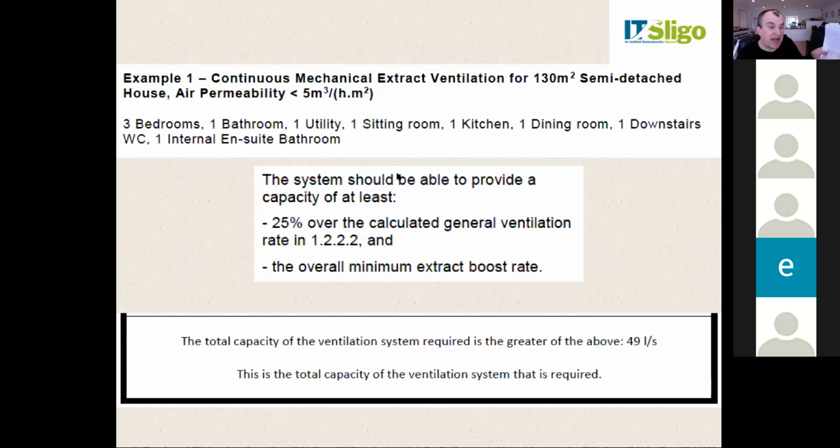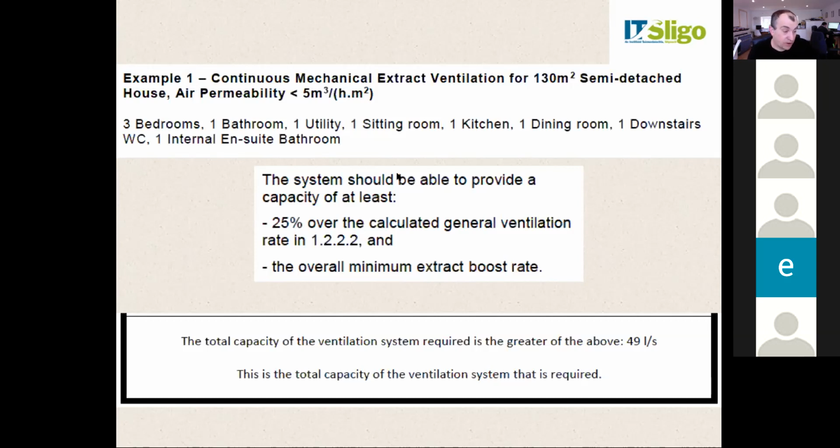The total capacity of the ventilation system required for this is the greater of those two numbers. And the greater of the two numbers is 49, which is greater than 43. So we choose at that point which one is the greater of those two. And 49 litres a second is the total capacity of the ventilation system that is required for a 130 metre squared semi-detached house with those bedrooms.